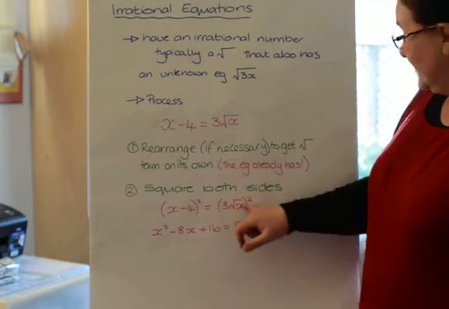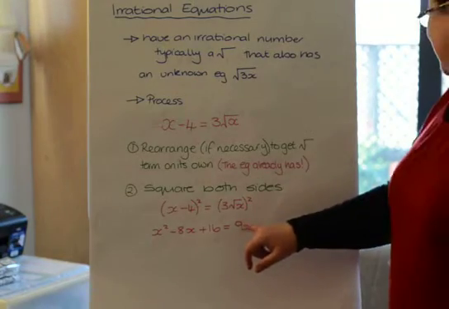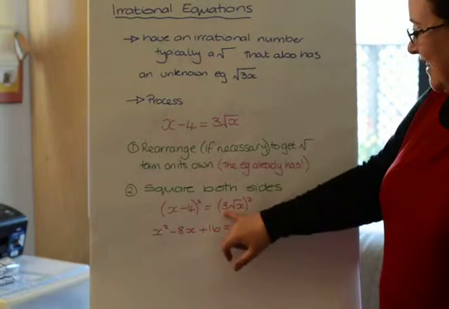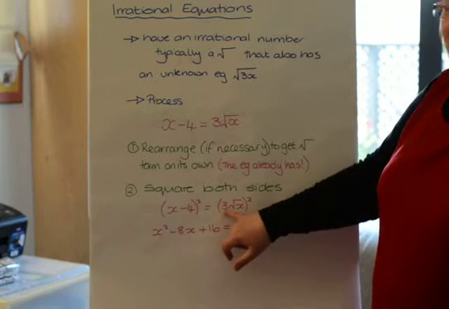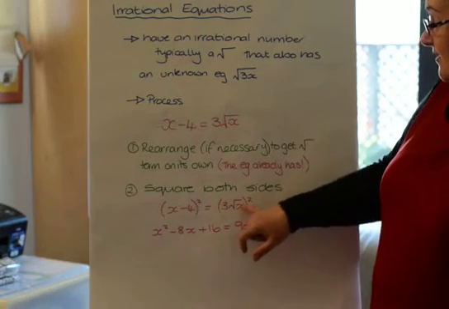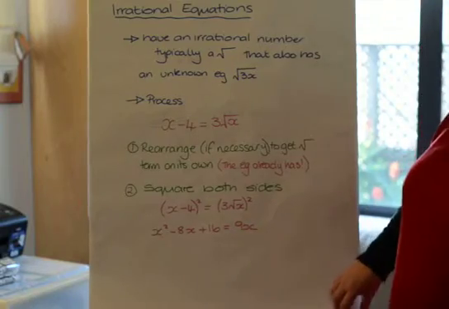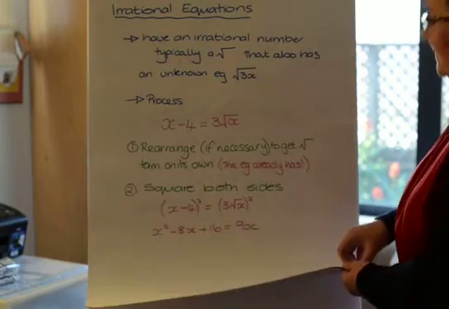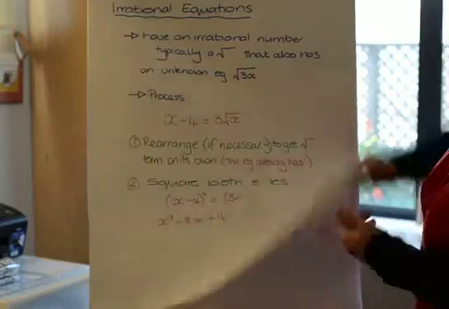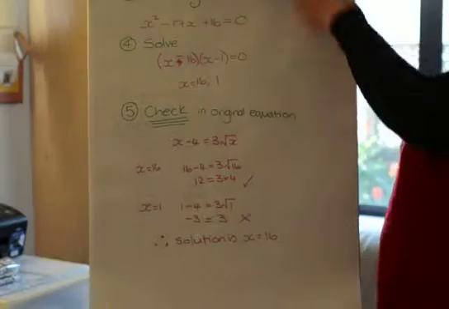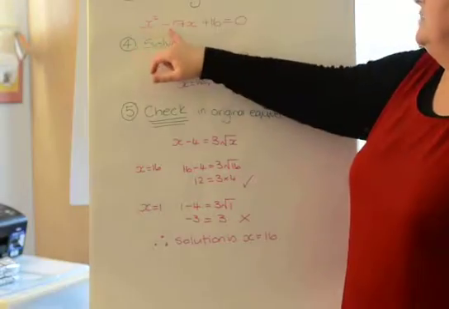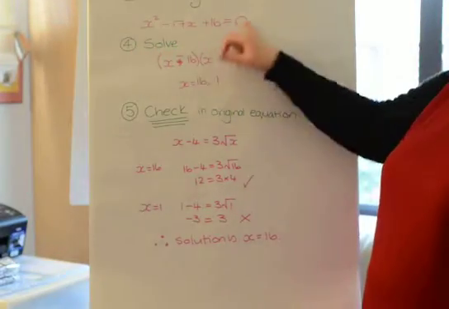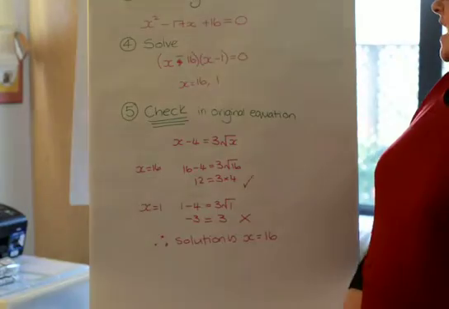We've got 3 root x, and that gives us 9, because the 3 is being squared and the root x is also being squared, so that's going to go to 9x. So next stage is to simplify, and if you simplify that we get x squared minus 17x plus 16 equals 0. And we can solve.